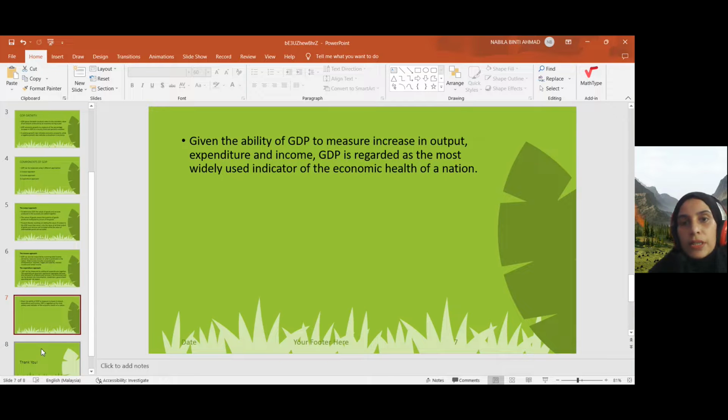And given the ability of GDP to measure increase in output, expenditure, and income, GDP is regarded as the most widely used indicator of the economic health of a nation. So this is actually the indicator that we have been using in the past and also until today. The GDP actually excludes all the environmental components. So this is GDP that can be measured, quantified and calculated, and is still being used up to today.